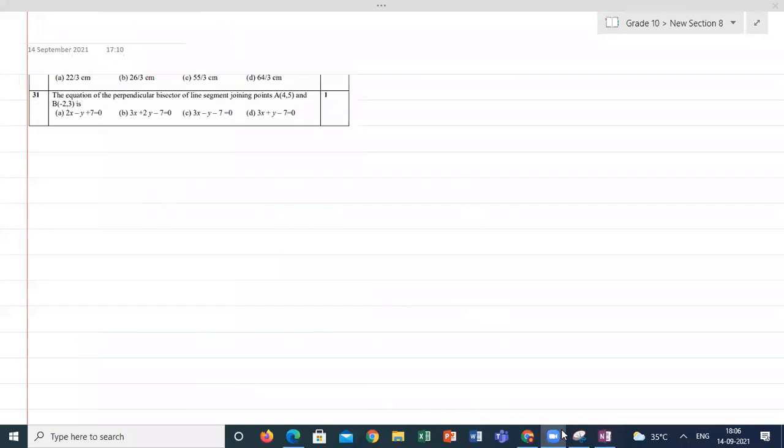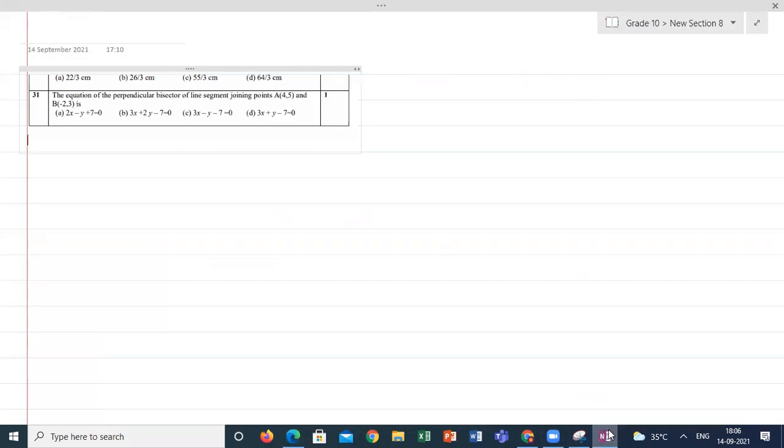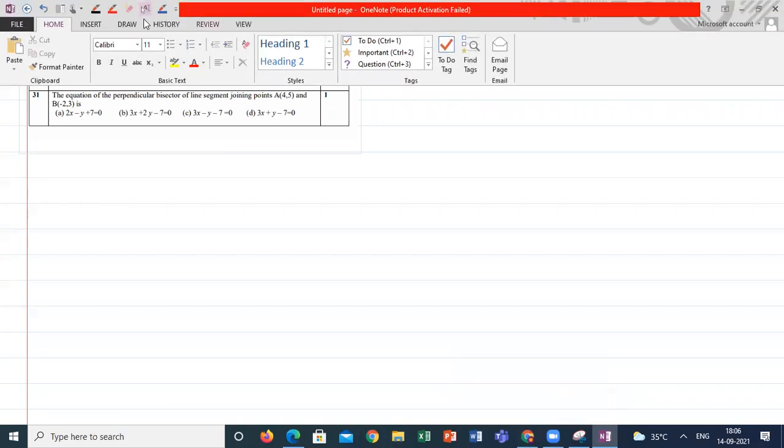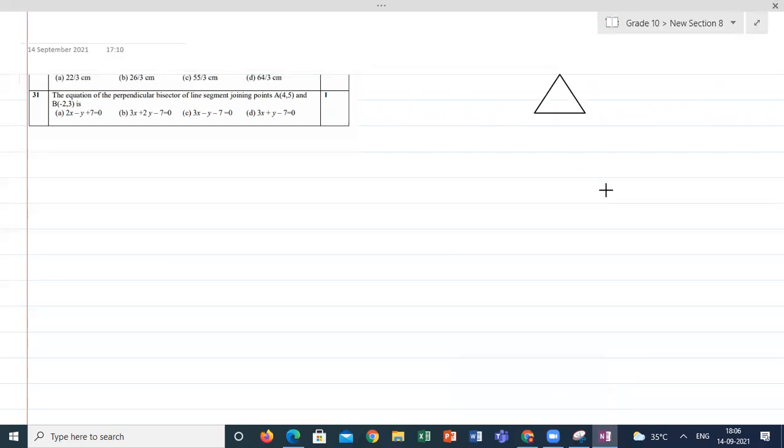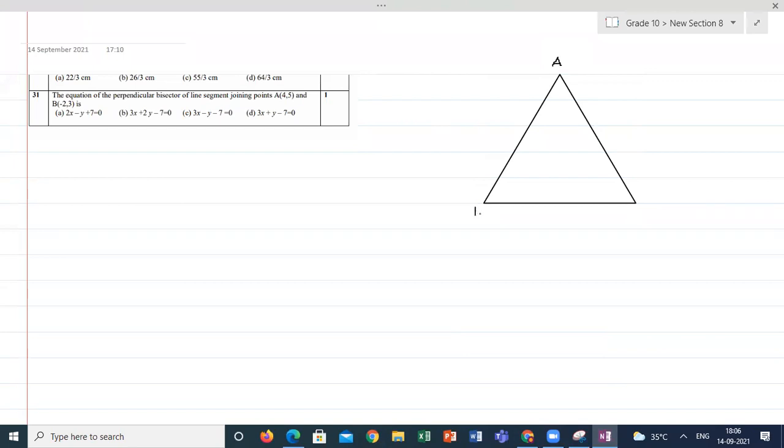How to do this question? What is the meaning of perpendicular bisector of a triangle? Anyone can recollect perpendicular bisector of a triangle? Students, I'm asking you only. What is the meaning of perpendicular bisector of a triangle? Guys, please respond. Triangle is ABC. What is meant by perpendicular bisector of a triangle? The equation of the perpendicular bisector of line joining the segment.